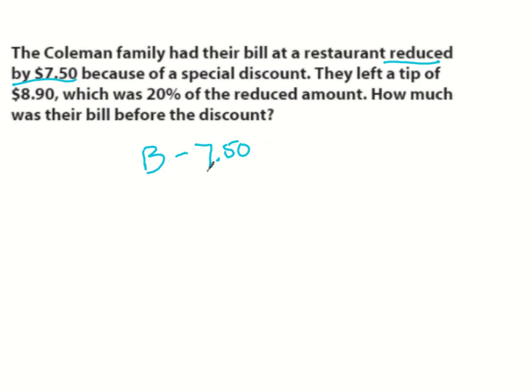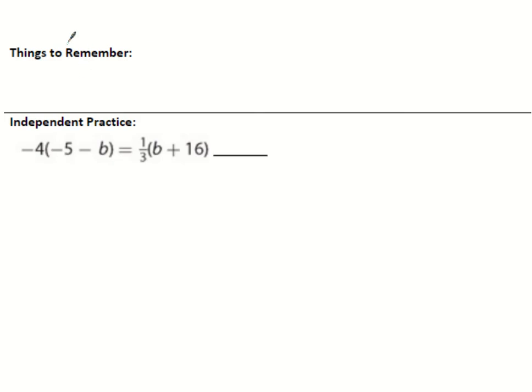Okay, well they left a tip of $8.90, which was 20% of the reduced amount. So 20% of this amount. This is my reduced amount, right? Because if I take the bill and I subtract the $7.50, this is their final bill, the reduced amount. But I have to figure out what 20% of this is. Whenever you want to know a percent of a number, you multiply it. I got to multiply this by 0.2 because 20% when I move the decimal over twice is 0.2. So 20% of their bill was equal to $8.90. And that's how they figured out their tip. Now I can distribute this and solve from here. But we're just going to go ahead and call that good.